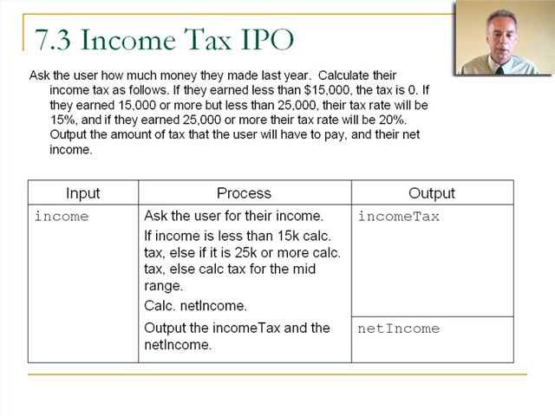It says in the spec, less than 15,000, the tax is 0. So we can write that as a summary in the process. If income is less than 15,000, calculate the tax, and then else, if it's 25,000 or more, calculate the tax, else calculate the tax for the middle range, and then calculate the net income and do the outputs.